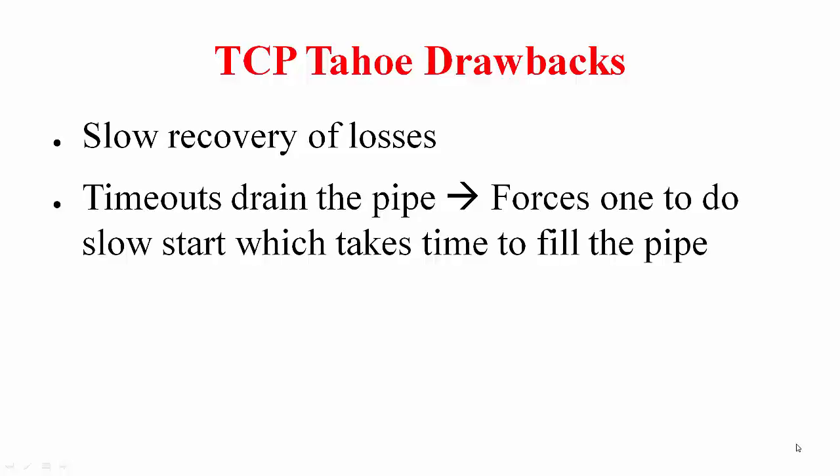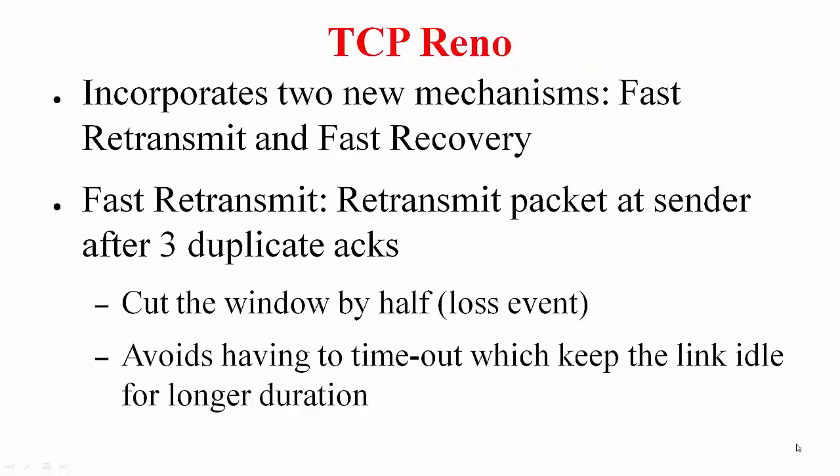So TCP Reno incorporates two new mechanisms to handle this. One is fast retransmit and another is fast recovery. Fast retransmit is very simple. It is now going to rely on these duplicate acks to figure out that something is lost. Basically, if it receives 3 duplicate acks, it is going to conclude that that packet is lost.